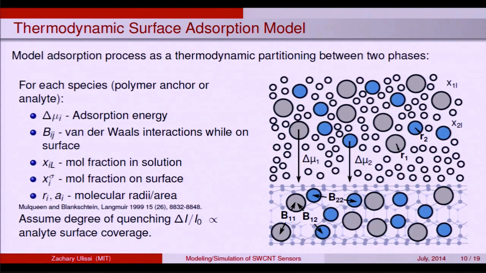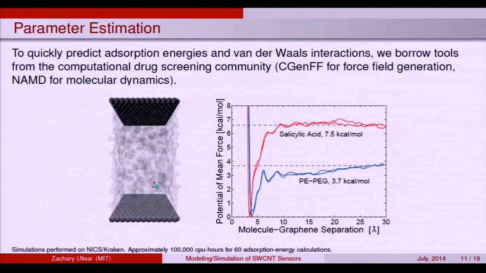And so we have this hard sphere model where these two species are competing. The difficult step is, of course, calculating things like adsorption energy for every one of these species. But thanks to other groups, specifically the drug screening community, it's relatively straightforward to get at least very coarse force field parameters for arbitrary small molecules.